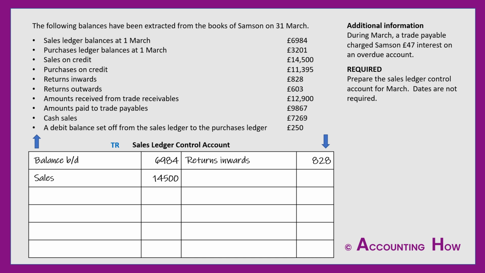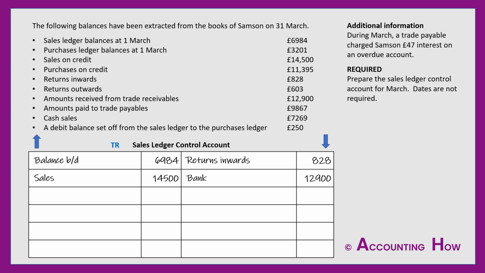The next two are to do with amounts received and amounts paid. Clearly we need the one that's related to the trade receivables. So amounts received from trade receivables, £12,900. That means over the course of March, our trade receivables have paid Samson 12,900. So I'm going to enter that onto the credit. You'll see the narrative, I've put the word bank there. It doesn't tell me exactly how they have paid these amounts, but most likely it's bank, 12,900, reducing the amount that the trade receivables owe.